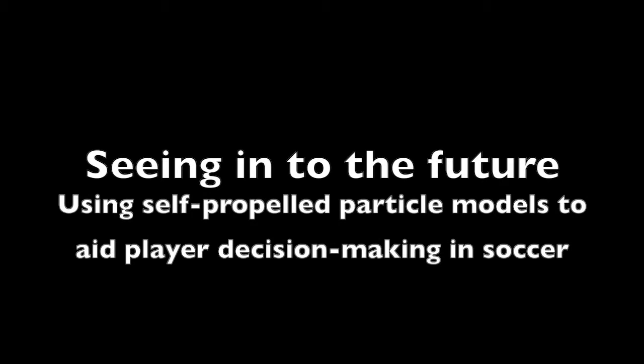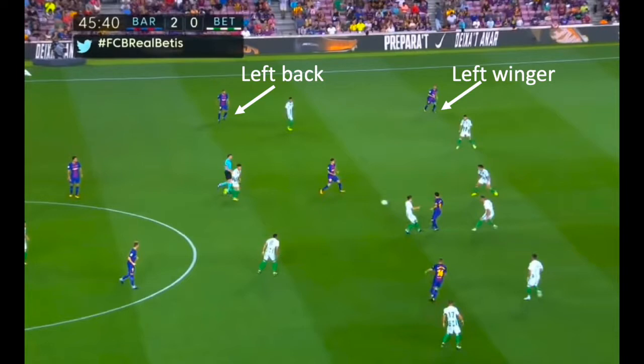The key novelty of our approach is simulating a soccer match a few seconds into the future. Let's take the following situation. We're interested in the optimal move for the left winger. At this point, the player performs what's often called a disruptive run.